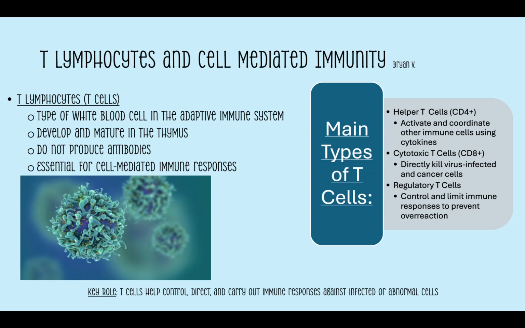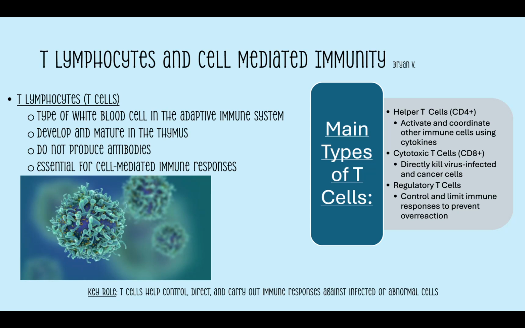Next are cytotoxic T cells, also known as CD8 positive T cells. These are sometimes called killer T cells because their main job is to directly destroy virus-infected cells and cancer cells. They do this by triggering a process called apoptosis, or programmed cell death, which safely removes damaged or dangerous cells.